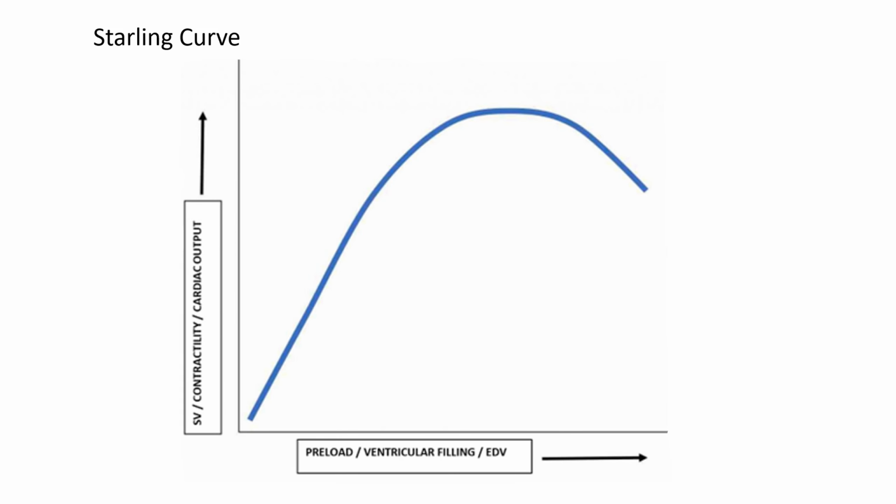Number 2, preload, but now I'm talking about strength. Up to a certain point, the more volume that fills the heart, the greater the strength of each contraction. This is Starling's law. So preload has 2 components where it affects heart function. Number 1, there actually has to be blood in the heart to pump. And number 2, as more blood enters the heart, it actually acts more strongly.